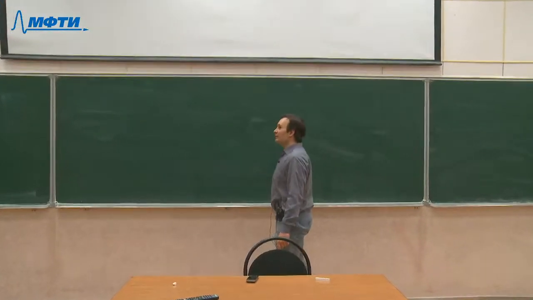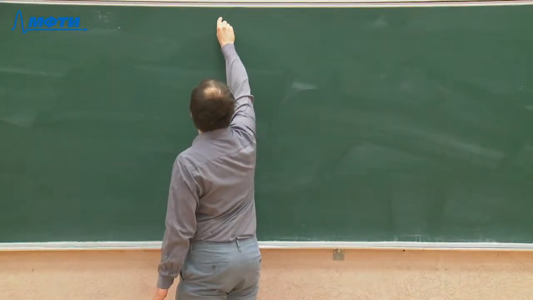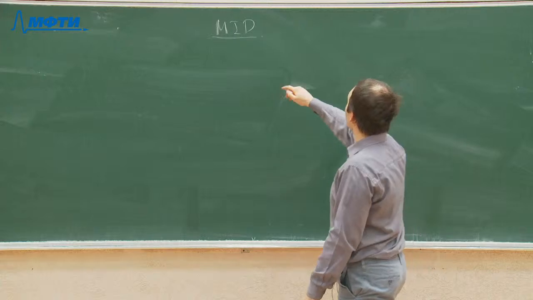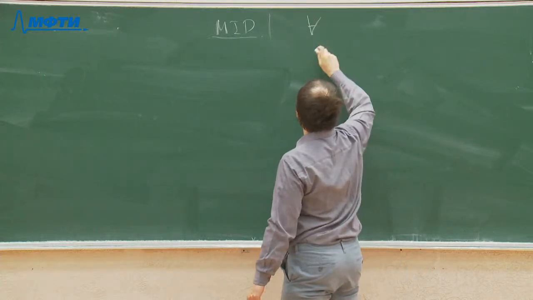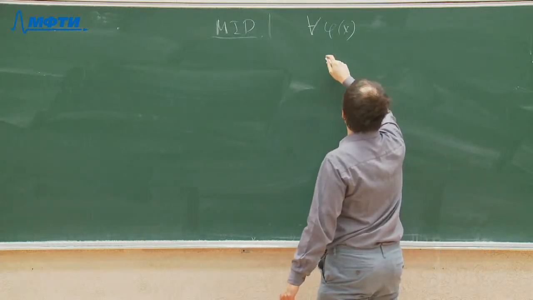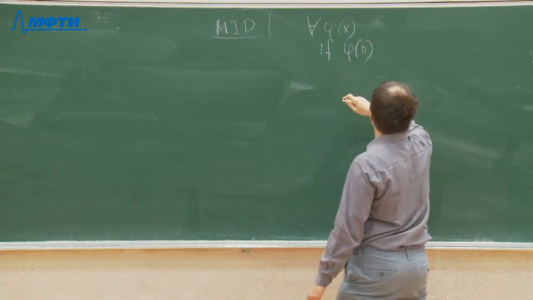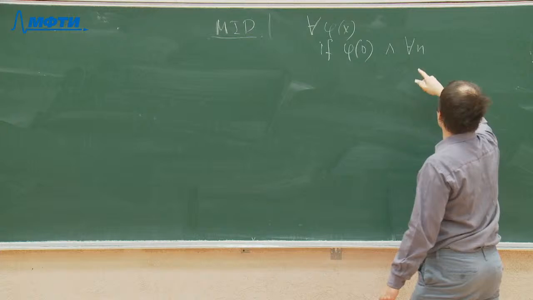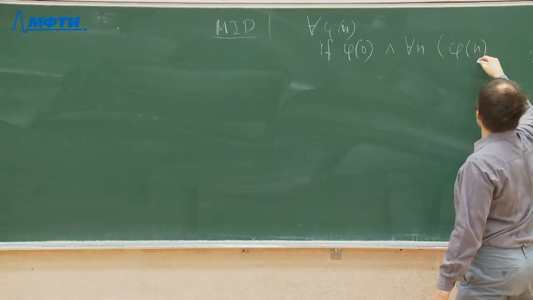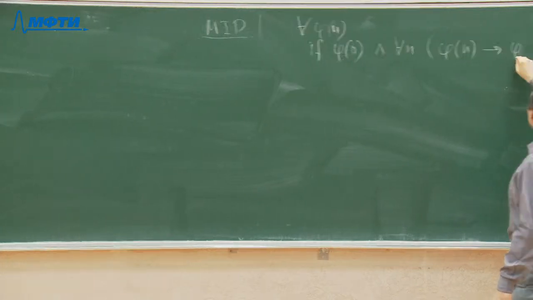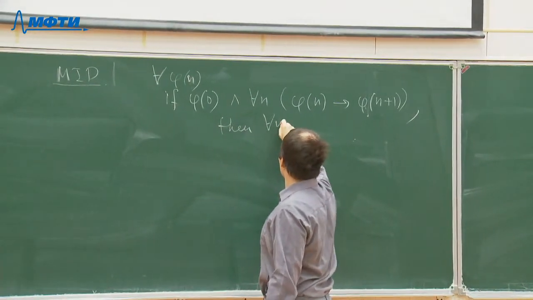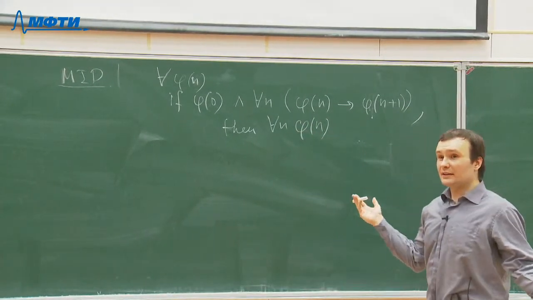Dear students, up to now we have seen two forms of mathematical induction. Let's recall them. The principle of mathematical induction says that for each unary predicate phi over natural numbers, if phi holds for 0 and for each natural number n, phi of n implies phi of n plus 1. If these two are true, then every natural number satisfies phi.